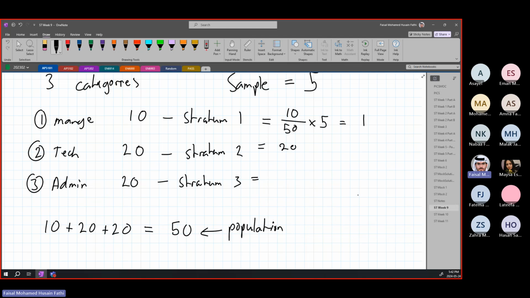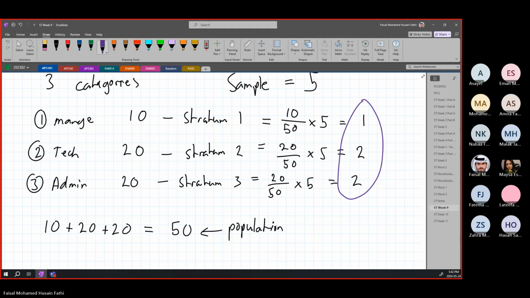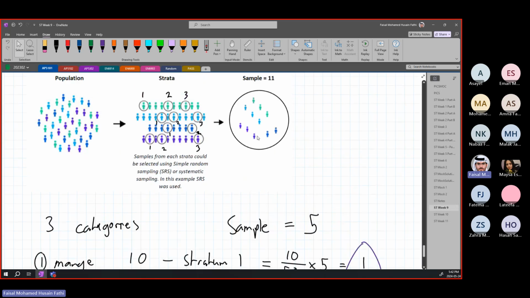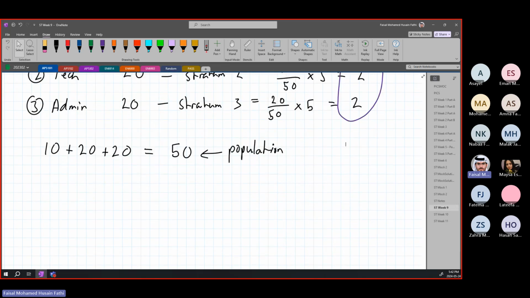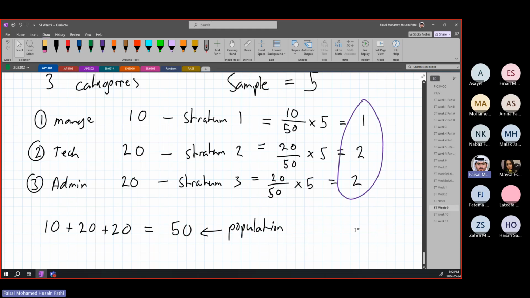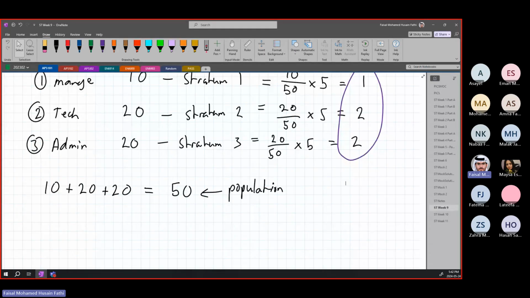Same thing again here, 20 over 50 times 5, we're going to get 2. 20 over 50 times 5, we're going to get 2 again. If you notice here, we're going to get 1 from the management, 2 from technical, and 2 people from admin as our sample. If you add them up, you're going to get your sample size of 5 people. And this is it for any type of question you might get. This is how you're going to be applying this equation, and you'll be able to solve. Is there any questions about sampling and sample size so far? So I can move on to frequencies.